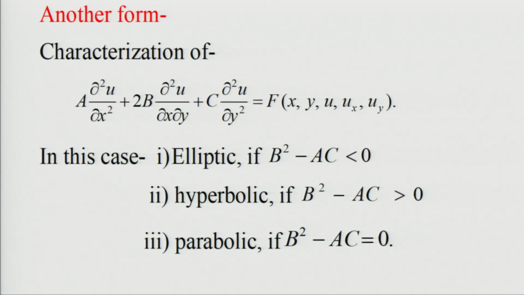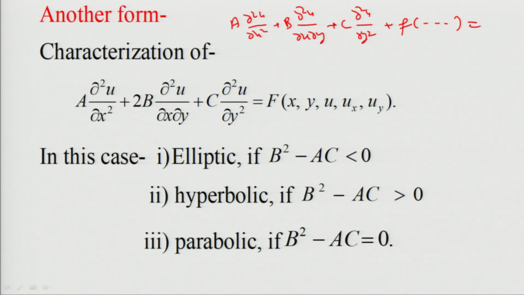Now, another form of the second order partial differential equation. We have discussed earlier, in the previous slide, A del 2 u by del x square plus B del 2 u by del x del y plus C del 2 u by del y square plus a function of this is equal to 0. This is also a second order partial differential equation. Here we have taken 2b instead of b.